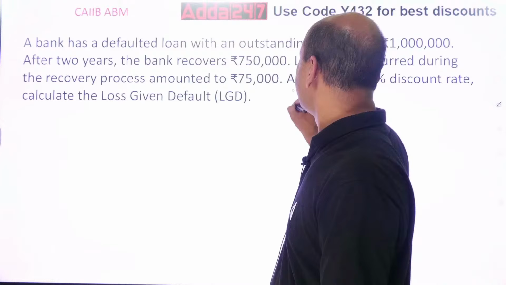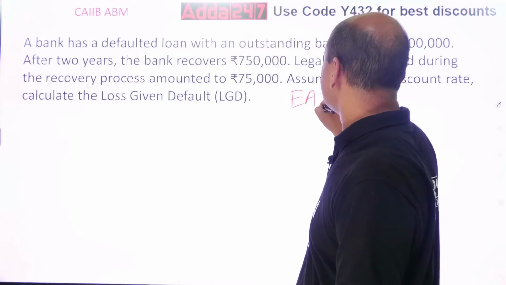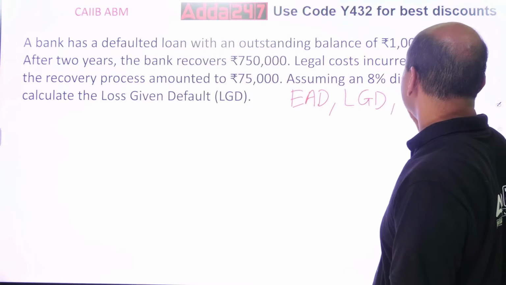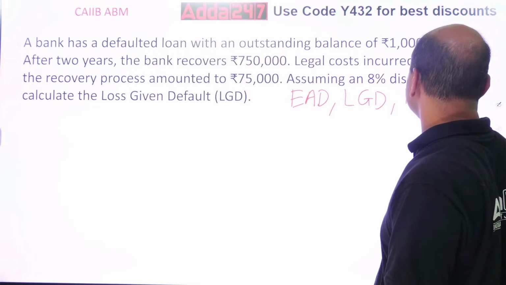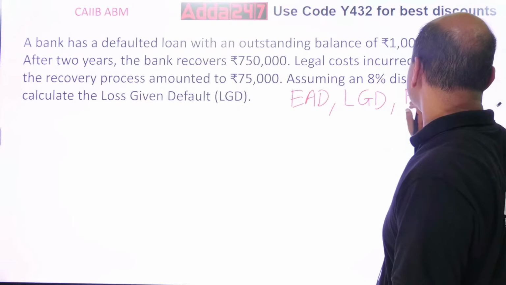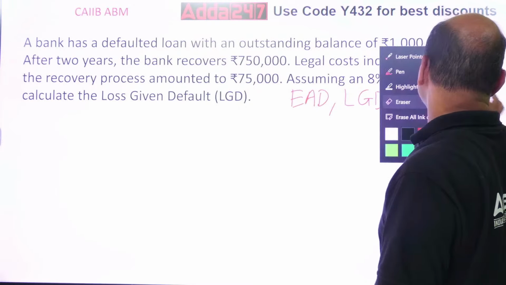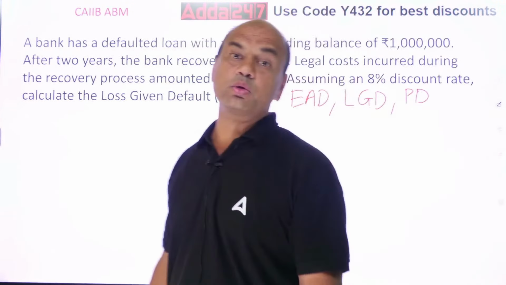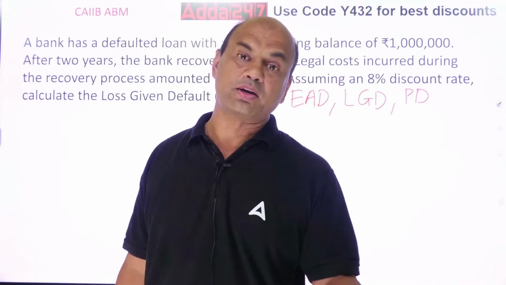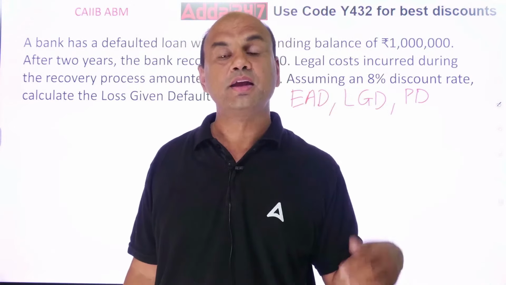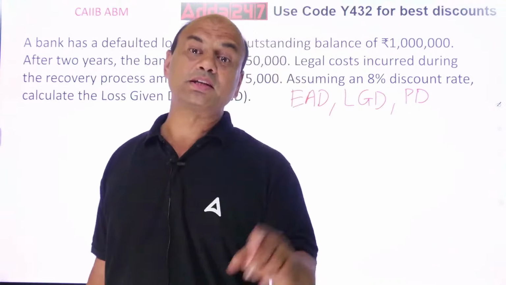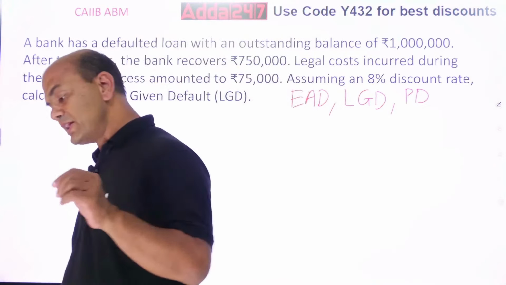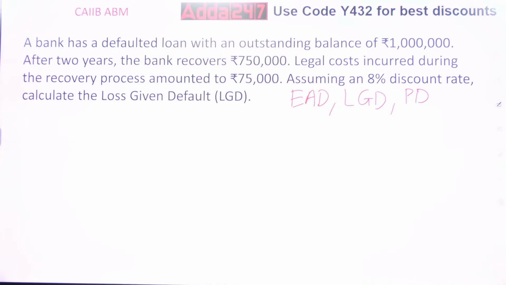There are 3 important parts: EAD, exposure at default; LGD, loss given default; and PD, probability of default. These are the 3 terms which are very useful in your loan calculations as well as VAR, value at risk calculation. Mainly this is used in ABM, but this is also asked in BFM, because this is also part of your BFM. So now give me the LGD. My question is, what is the loss given default?